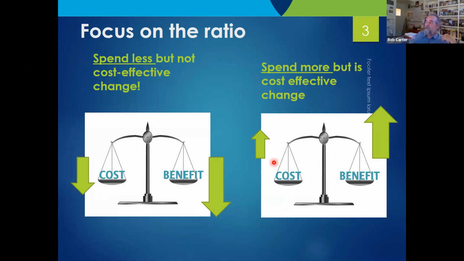Then you have the opposite situation, where you can spend more, but benefit increases by more than the cost. Again, you're spending more money here, but it's also an efficient change this time. So this is inefficient in saving money. This is actually improving efficiency by spending money. And so it's inherently that relationship between cost and outcomes where this meaning of economic efficiency lies.